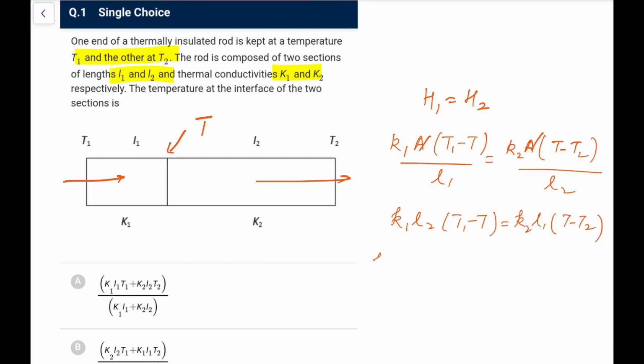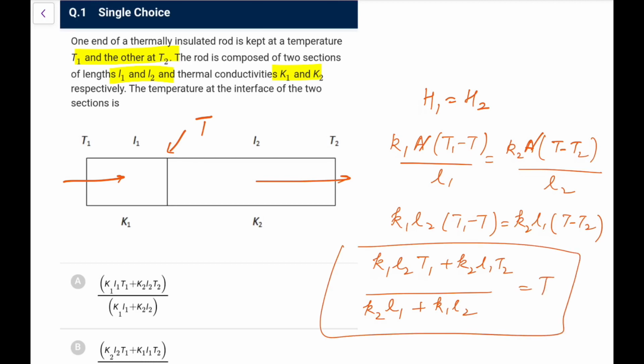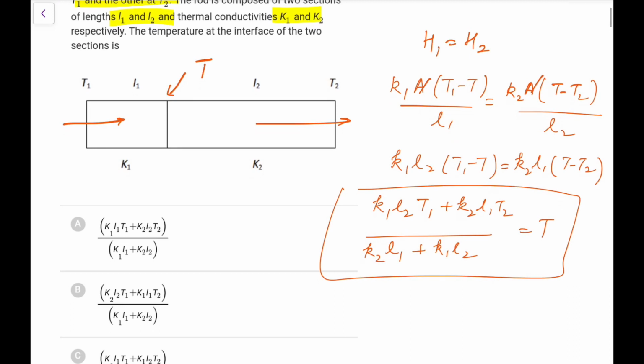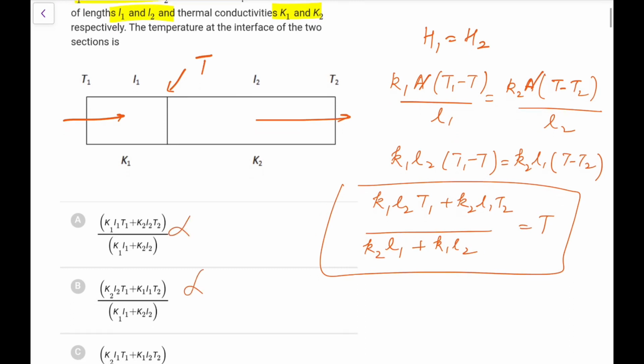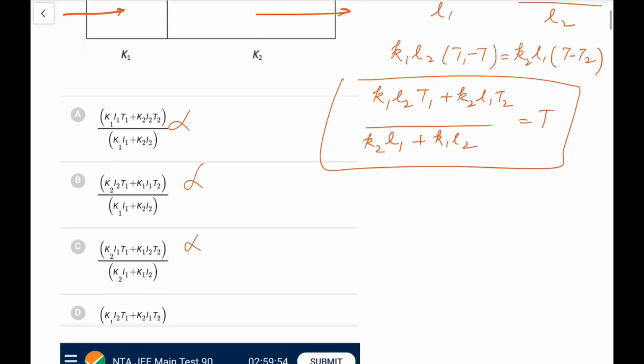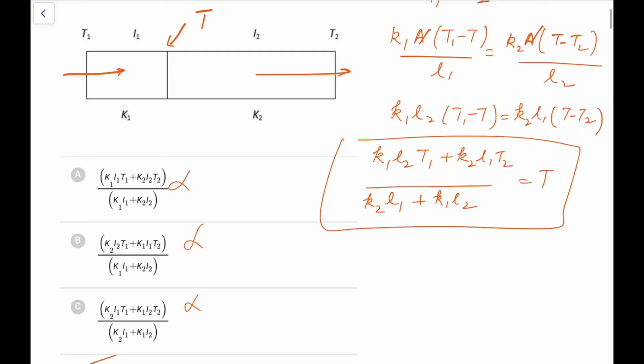So it would be K1 L2 T1 plus K2 L1 T2 on one side, and if I take T to the other side, that would be K2 L1 plus K1 L2. That is going to be the temperature. So looking at the options, 1 2 1 is wrong, 2 1 1 is wrong, and 1 2 1 only the D1. I have not taken the screenshot completely, but it is this one.